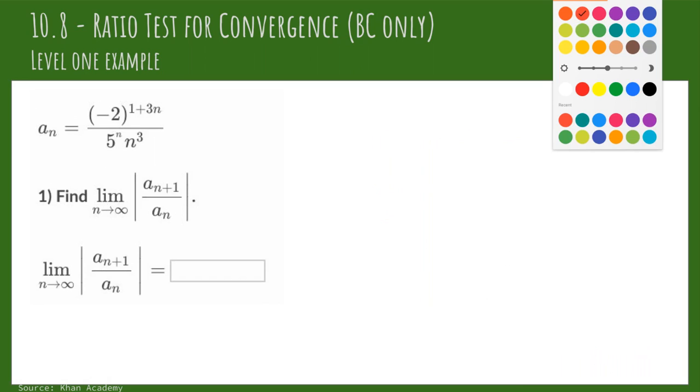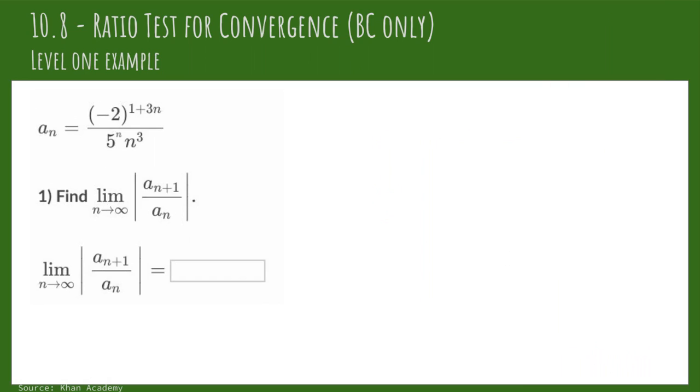So it's going to be a little trickier to get set up and do some canceling, but we should still be able to do that. So keep the limit on here. The limit is n approaches infinity. So remember, we're going to do the n plus first term first. So what we get when we plug n plus 1 in for n.